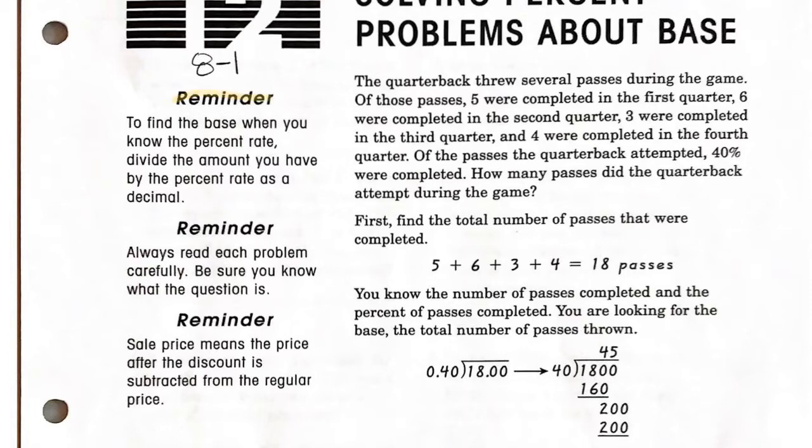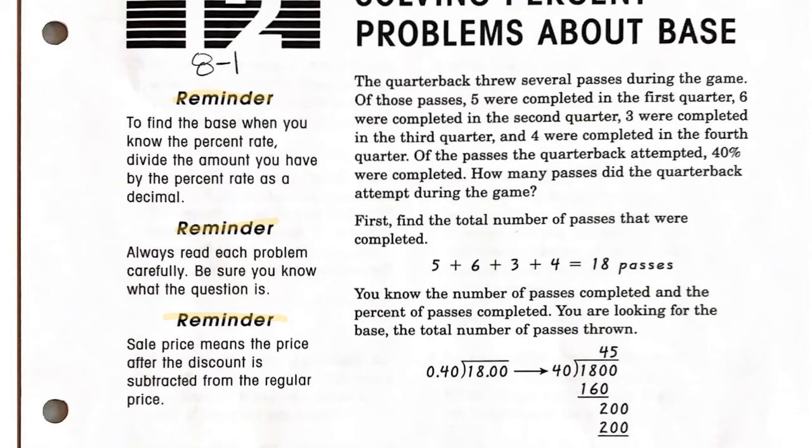We have some reminders. To find the base, when you know the percent rate, you divide the amount you have by the percent rate as a decimal. Reminder, also read each problem carefully. Be sure to know what the question is. And also another reminder, sale price means the price after the discount is subtracted from the regular price.